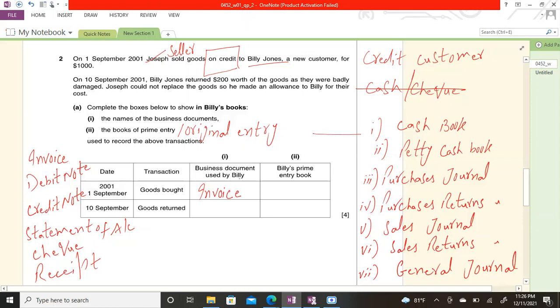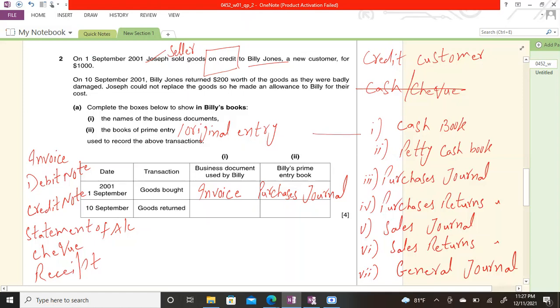So when Billy bought the goods on credit, he received an invoice from the seller, and he will write in his purchases journal. Purchases journal means that when the goods are bought on credit, the names of the account payables are recorded there. Account payables or creditors are recorded. So all credit purchases are recorded in the purchases journal.